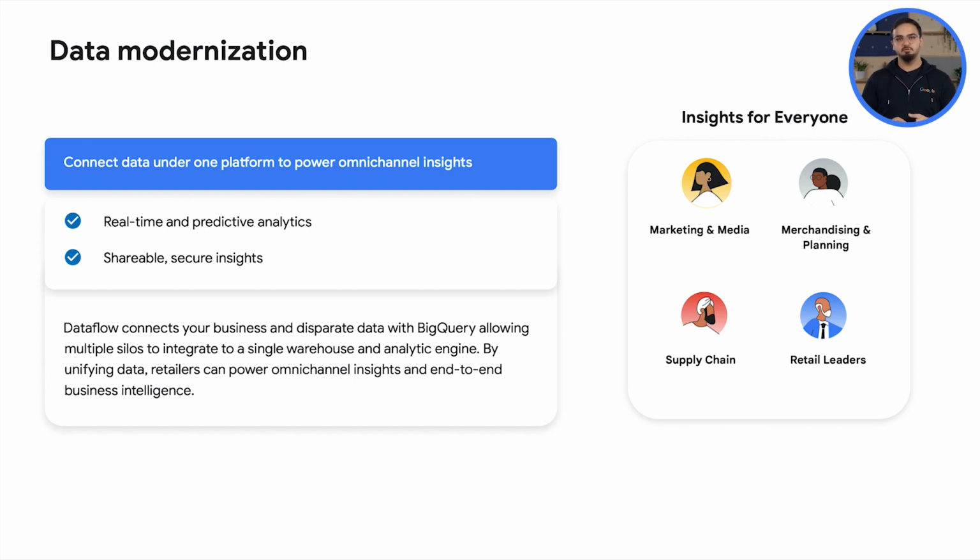By utilizing Google Cloud's platform, marketers can help optimize their marketing spend, ensuring that they are reaching their target audience and getting the most out of their advertising budget. Merchandising and planning is another area where these insights can be incredibly valuable. With the help of predictive analytics, businesses can make better assortment decisions, ensuring that they have the right products in stock at the right time. By connecting data under one platform, Google Cloud helps enable businesses to gain a more comprehensive understanding of their operations. This understanding can lead to better decision-making and ultimately improved performance.